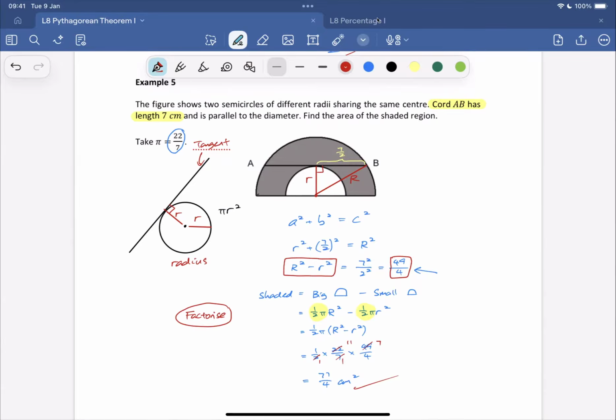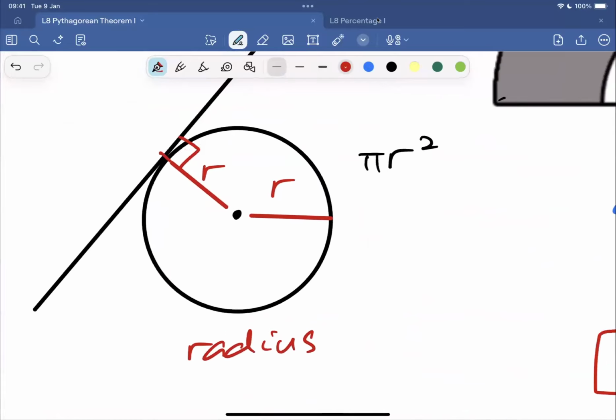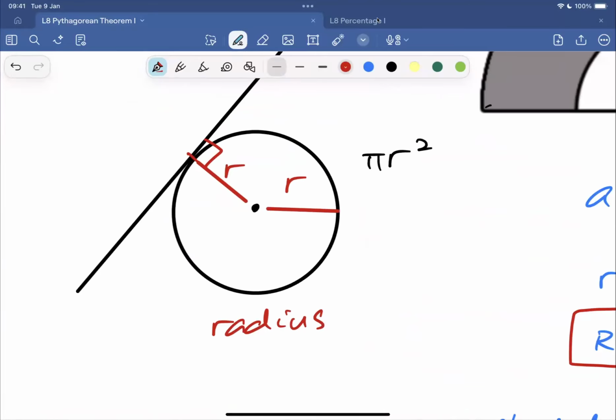Wow, we learned a lot of things just by doing one question, right? Come, let's revise what we have learned. First, we know about the circle. Whenever you have a line from the center to the circumference, you call it the radius.